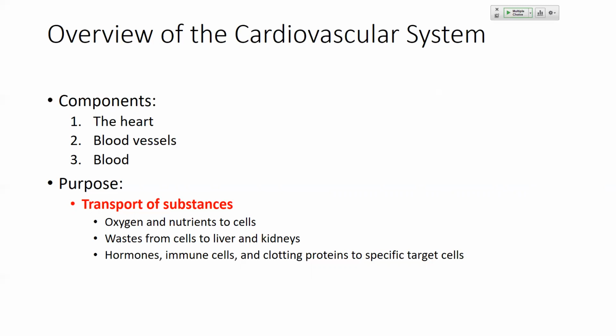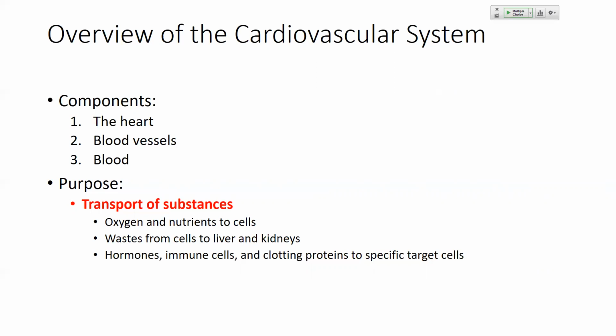The function of the CVS, mainly for transport. It's the most important function of the heart, of the blood vessels, of the blood, moving things around. Think about it as a highway system or network, and its most important function is transport. What are we transporting? We're transporting things like oxygen, nutrients to the cells. This is very important for cells to generate ATP and to do their other cellular work.